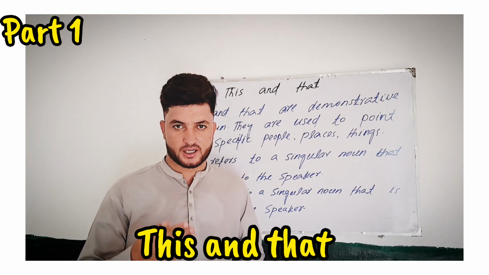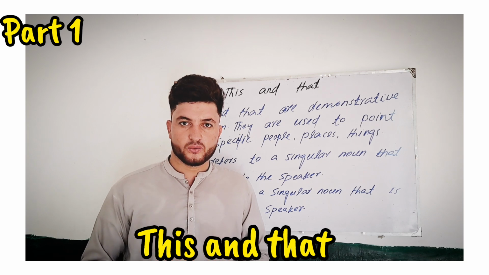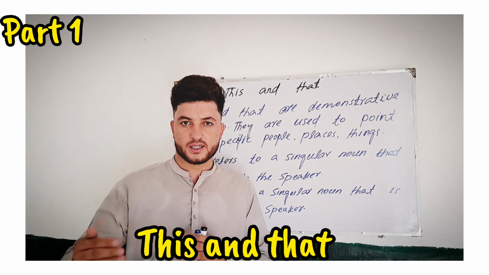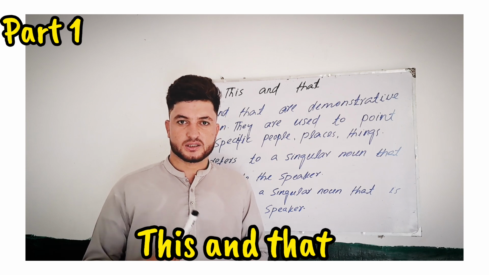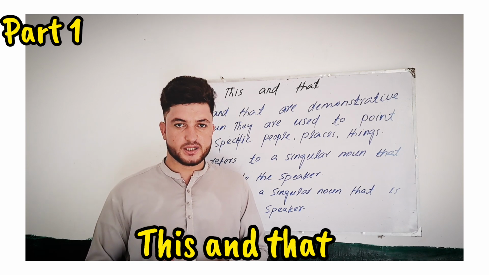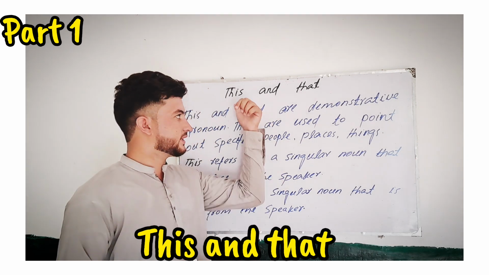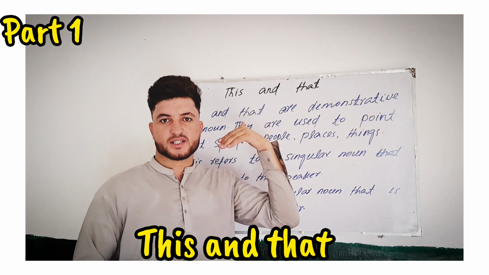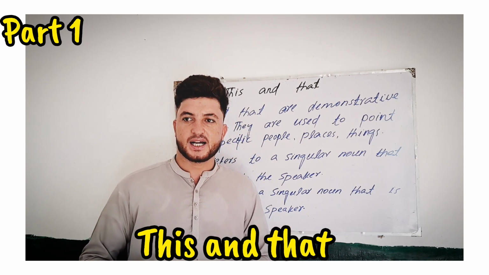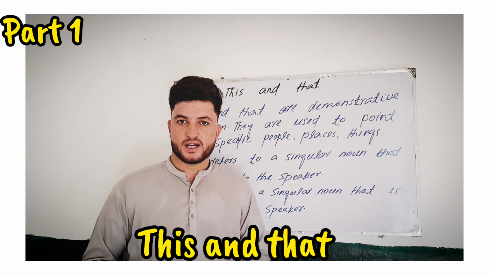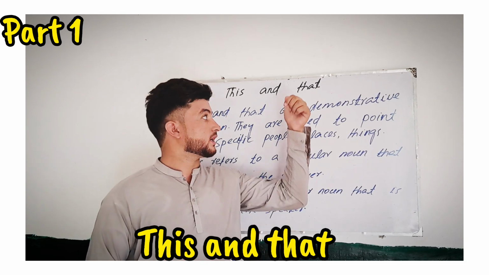So for near things that are singular we use this, and for far things we use that. Like I could say that da marker de, is it close to me or not? Da white board de, right, what will you use? This, right? And when something is far from you, you have to use that. For example, that is a marker, that is Ahmad, right. So then you have to use that.